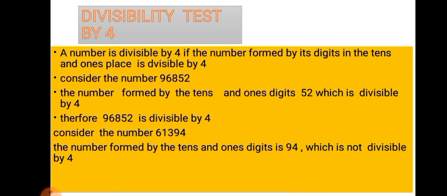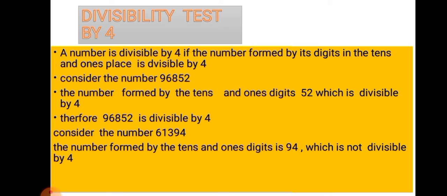Next is divisibility test by 4. A number is divisible by 4 if the number formed by its digits in the tens and ones place is divisible by 4. Like if the last two digits are divisible by 4, then the given number is divisible by 4.